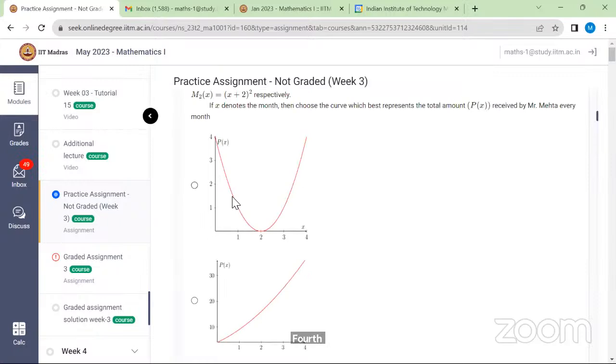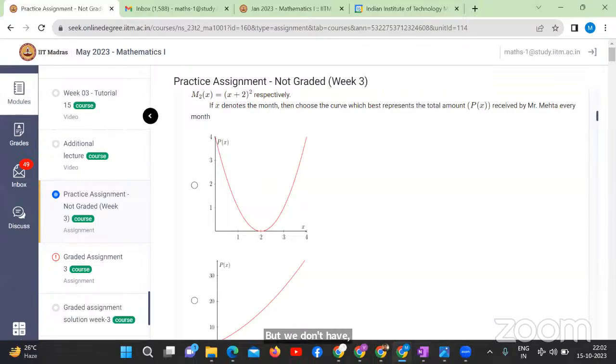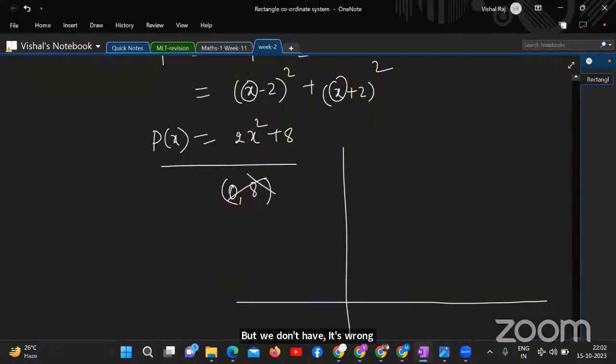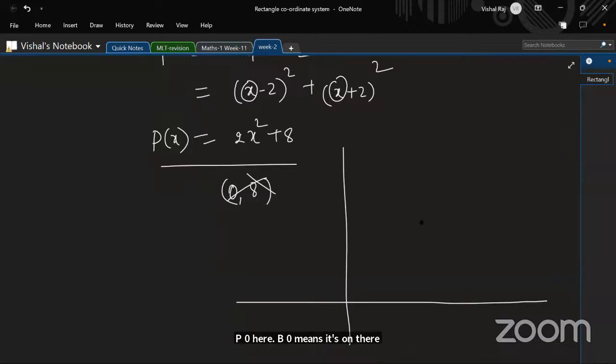How can the first be correct? Sir, it is an upward parabola with vertex at 0 comma 8. But we don't have the y coordinate in the parabola. It's wrong. See, if you have b for our equation, b is 0 here. So b is 0 means that it's on the y-axis. Sir, b is 8. X is 0, y is 8 and x is 0.